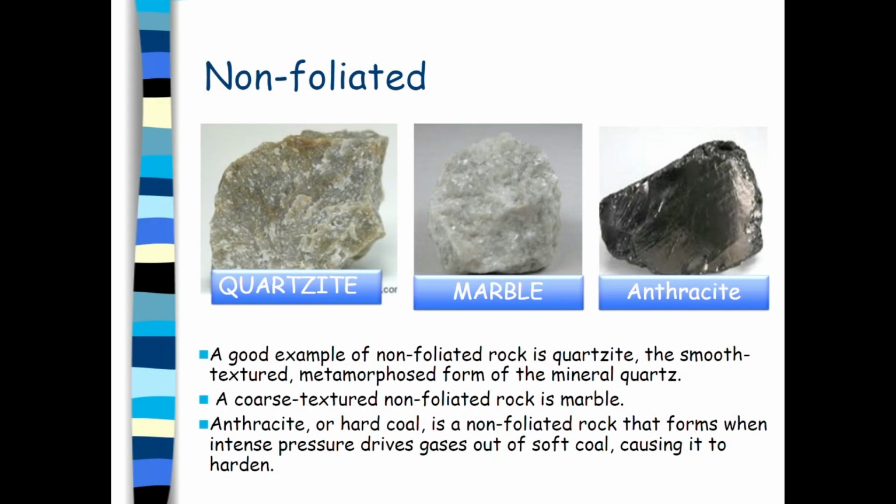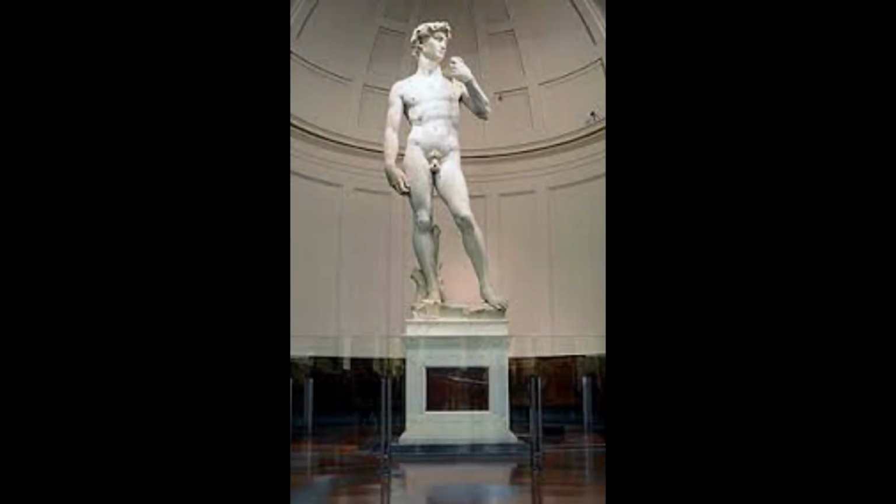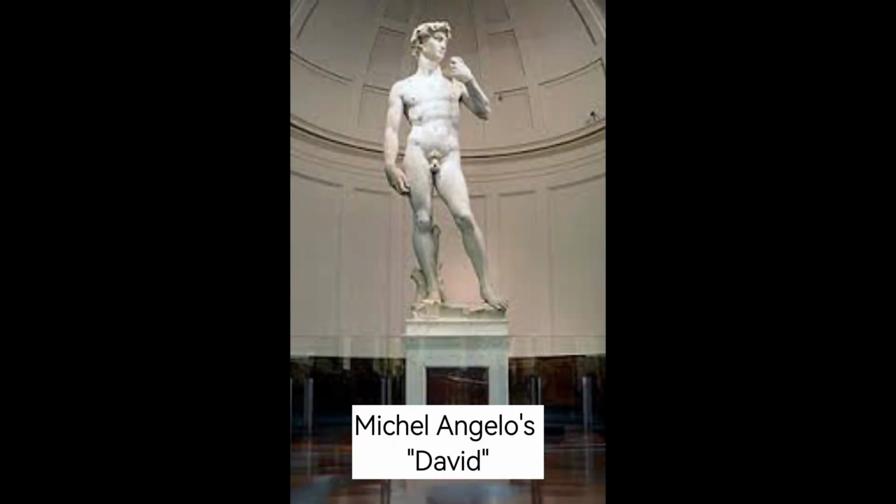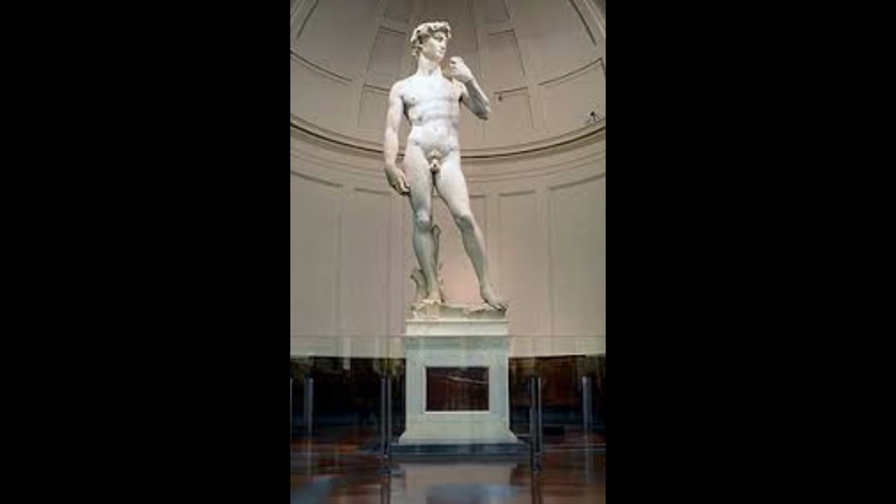Next one is marble. This rock, which forms from limestone, is famous for its beauty and smooth texture. It's often used in sculptures and architecture. Here's a fun fact that is related to that. Many of the world's greatest sculptures, like Michelangelo's David, were carved from marble.